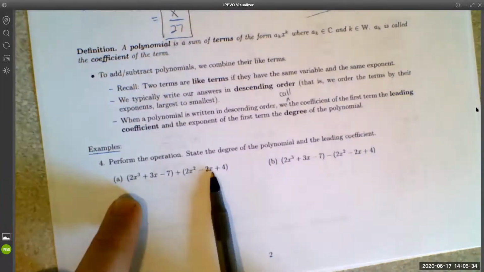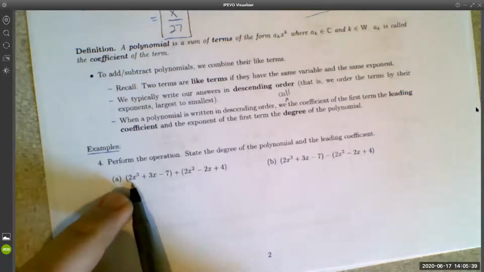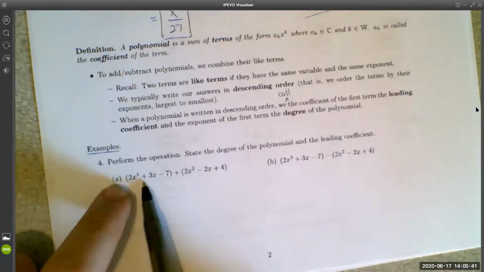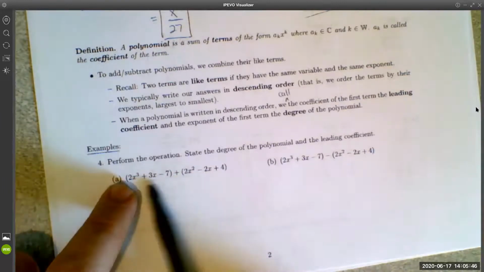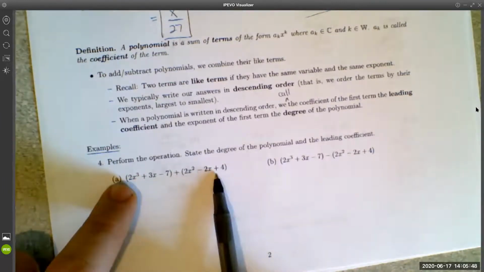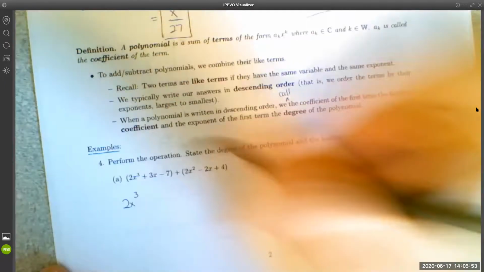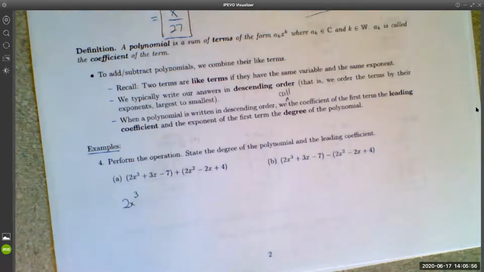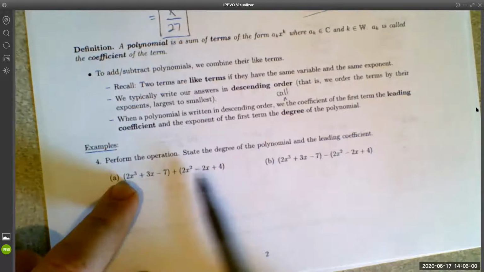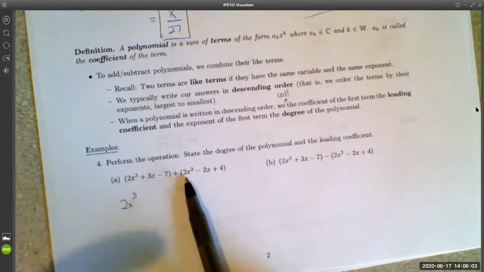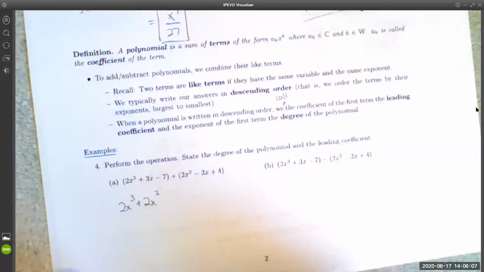So I need to go through and combine my like terms. So I have a 2x cubed here. I'm going to look through the rest of this stuff for any other x cubed terms, and I don't have any, and I don't have any exponents larger than 3. So I know that 2x cubed is going to be my first term. Then I look for any x squareds. I've got one right there. There are no like terms to combine with it, so I've got a 2x squared as my second term.